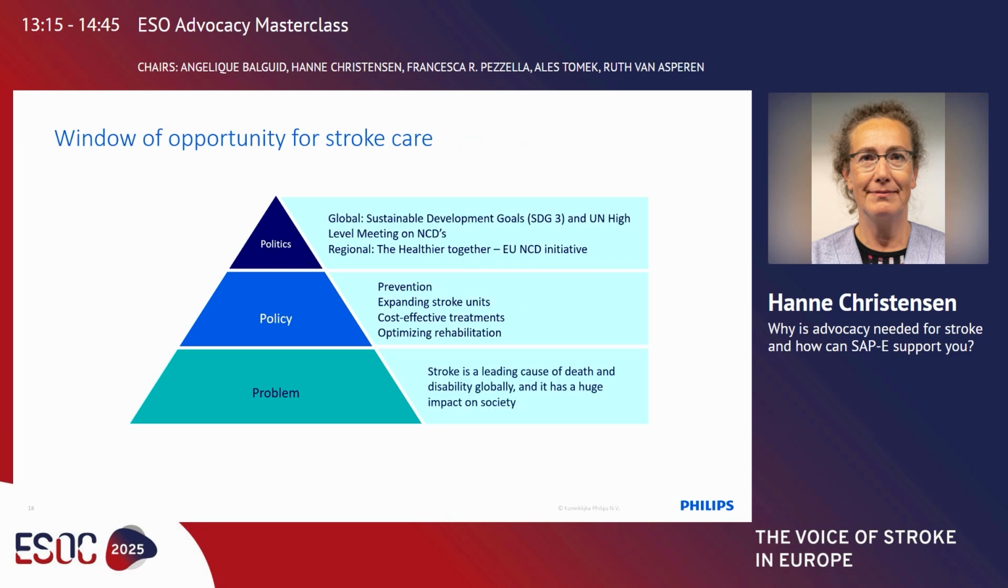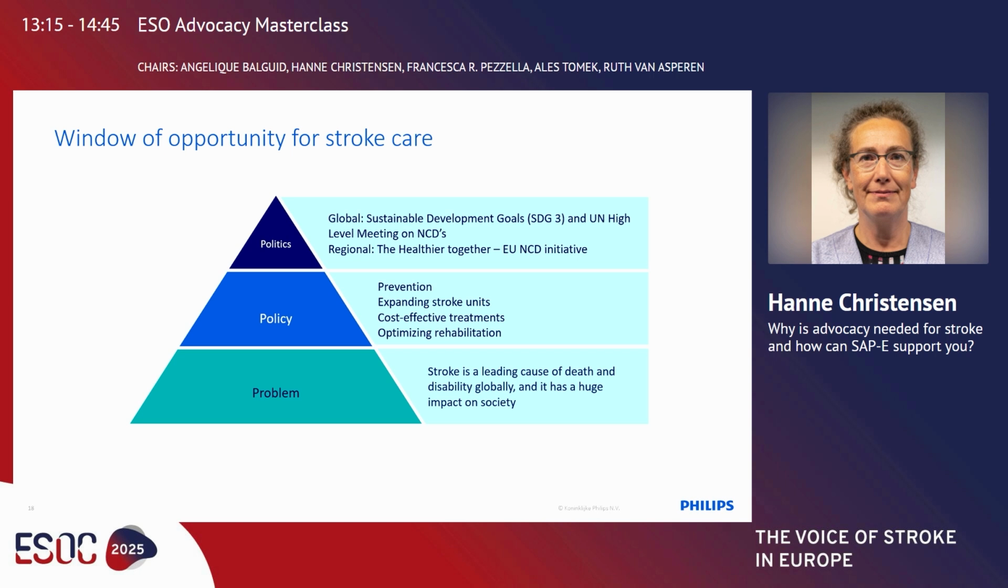momentum for action. And if you reflect a bit on stroke and how stroke care fits into this window of opportunity, you could say the problem is well recognized by everyone, at least here in the room. It's a leading cause of death and disability globally, and it has a huge impact on society. The incidence of stroke is rising. There is a big gap in access to stroke care. So there is a clear problem definition.